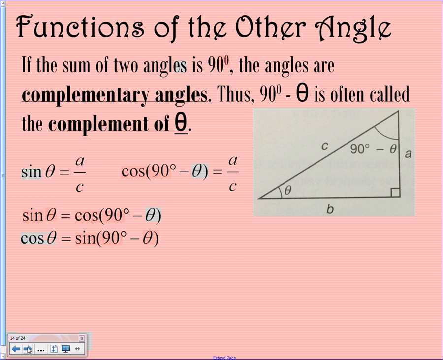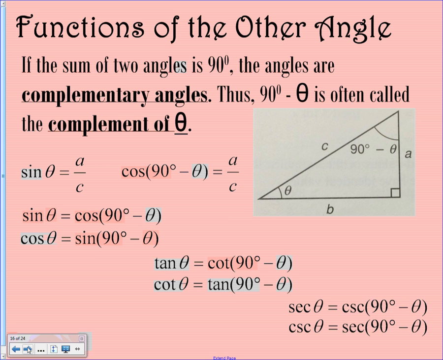Okay? That can be used for tangent and cotangent. Tangent equals cotangent of 90 minus theta, and cotangent of theta is the tangent of 90 minus theta. Those are the same. And then the same can be said for secant and cosecant. Now notice that they are paired differently. Sine is not paired with cosecant on these sets. You will also need to memorize these 6. Okay? So the sine of theta is cosine of 90 minus theta. Those are the same thing.